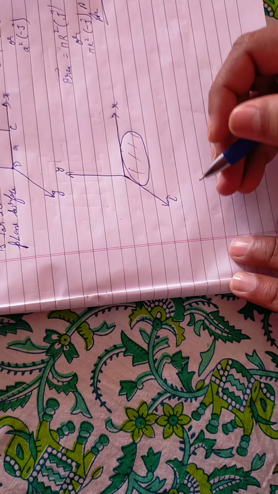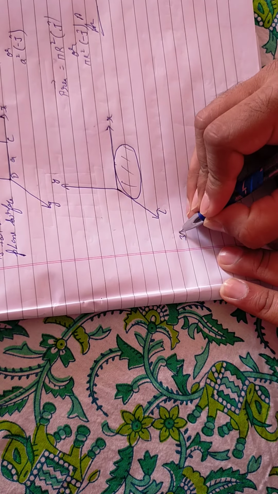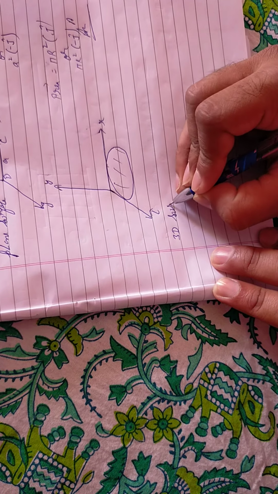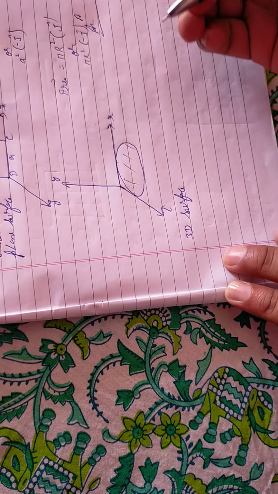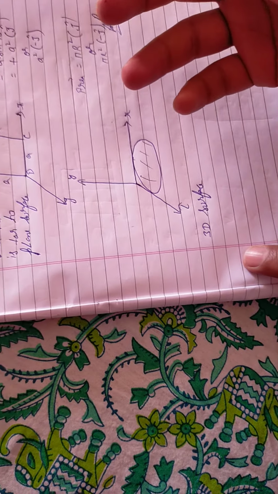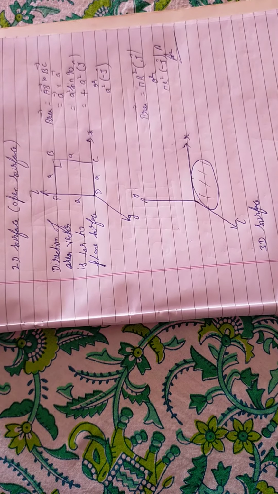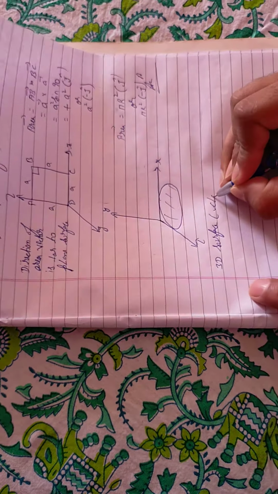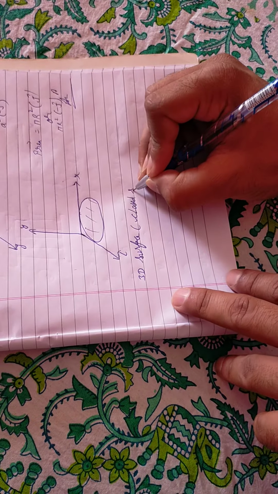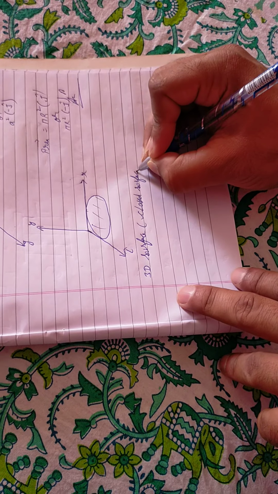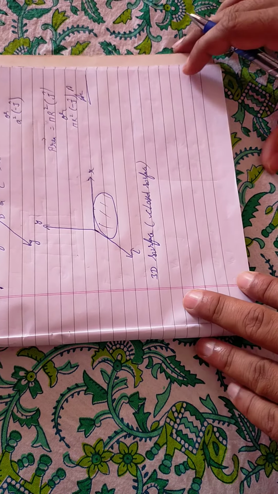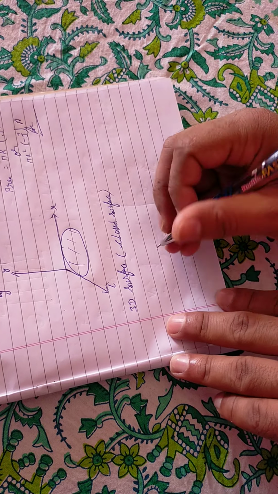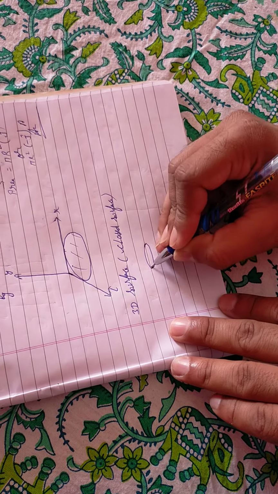Now we discuss the area vector for a 3D surface. In the paper mostly 3D surfaces are used, but in some cases a conceptual question can come for a 2D surface also. The 3D surface is also called a closed surface. Now suppose you want to calculate the area vector of a cylinder. This is your cylinder.